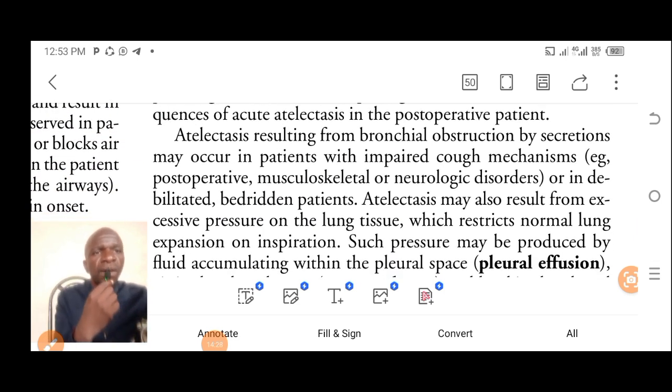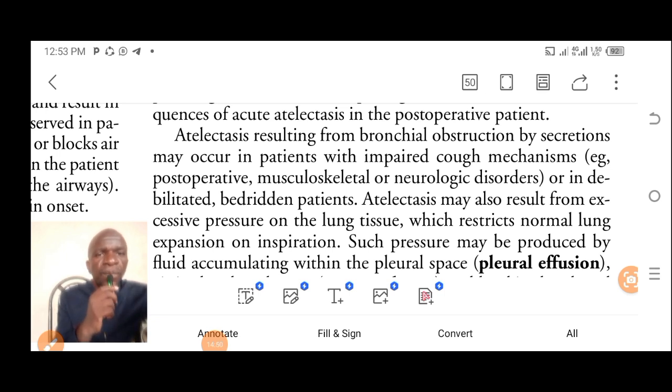Atelectasis resulting from bronchial obstruction by secretions may occur in patients with impaired cough mechanism, for example, postoperative, musculoskeletal, or neurologic disorders, or in debilitated bedridden patients. This I have said already, bedridden patients, these are patients being affected due to prolonged bed rest.